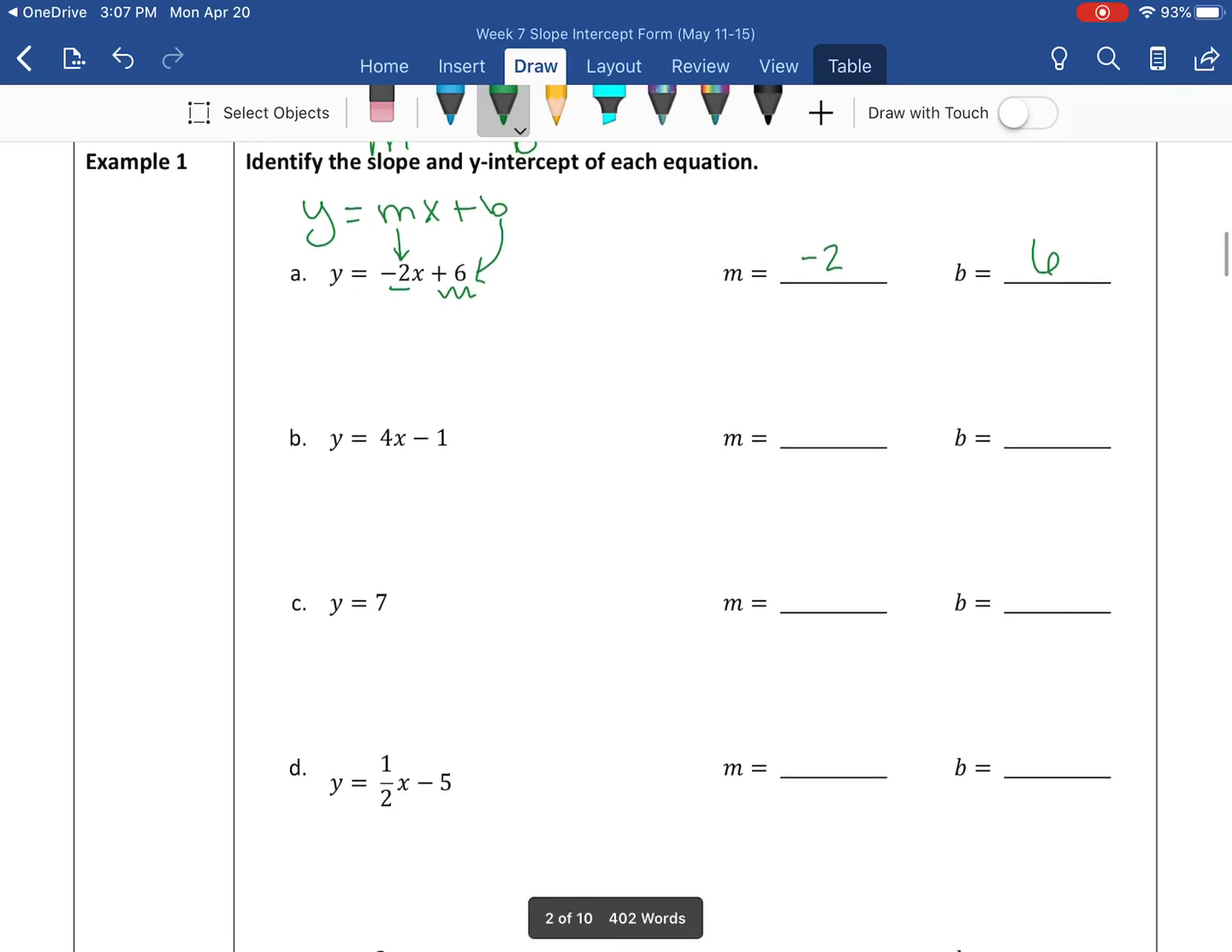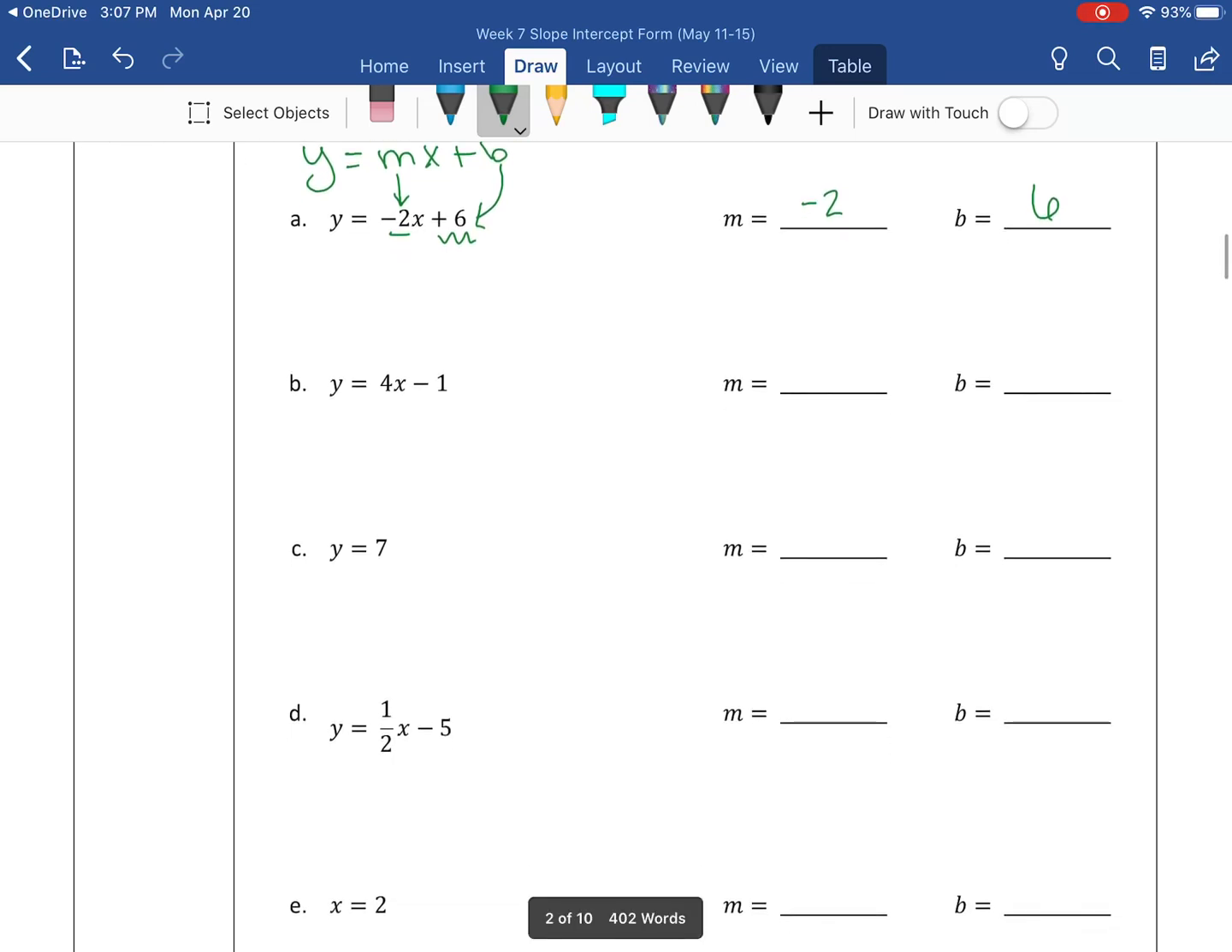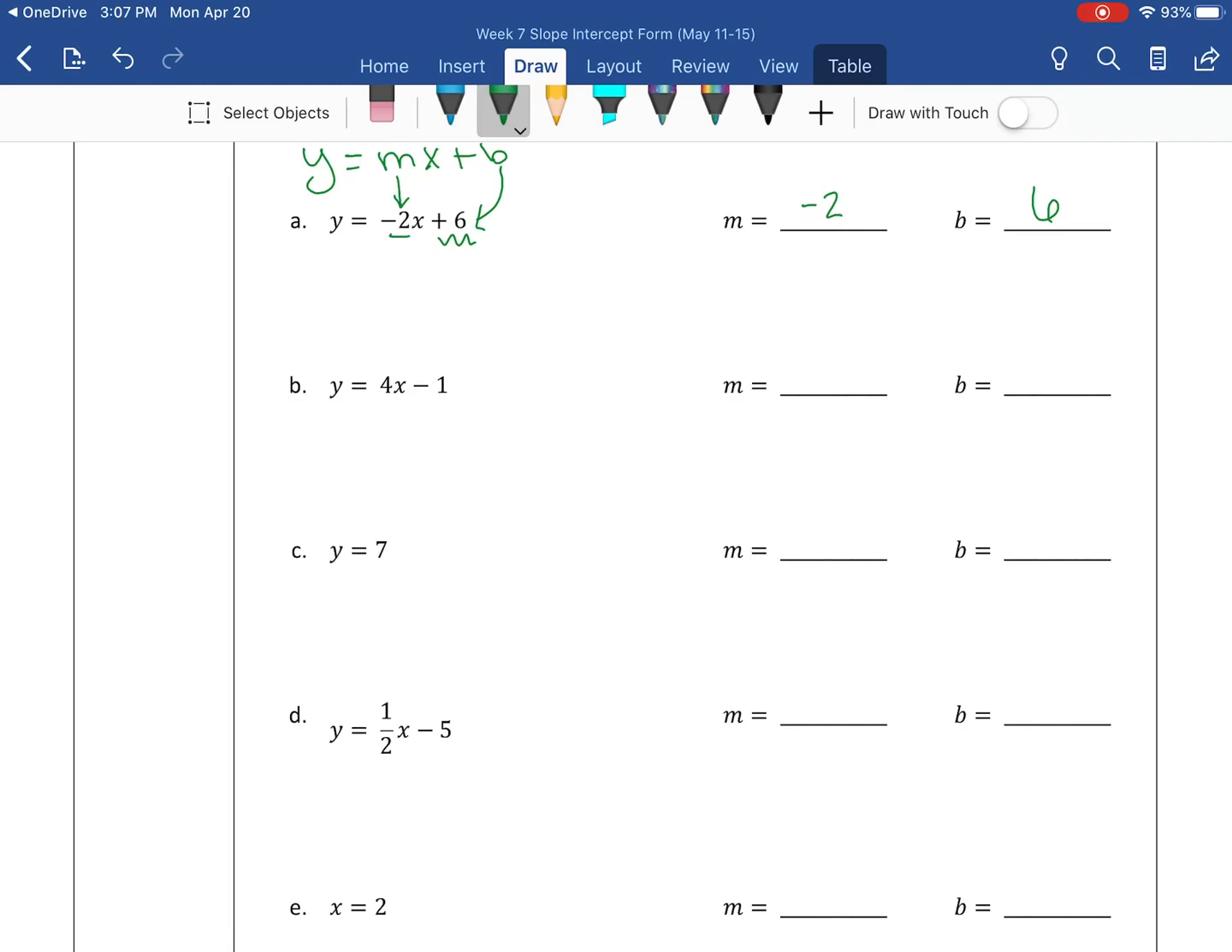It'd be a good idea to pause and see how many of these you can do on your own, and then to double check your answers with mine. Looking at letter B, 4 is being multiplied by x, so that's our m. Then we're subtracting 1 at the end, which is our b.